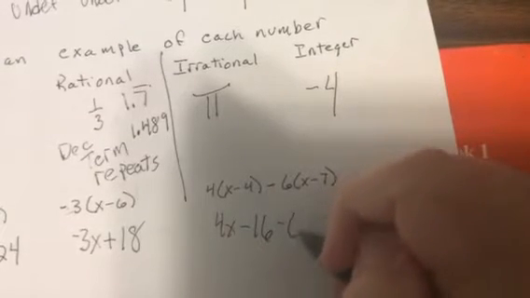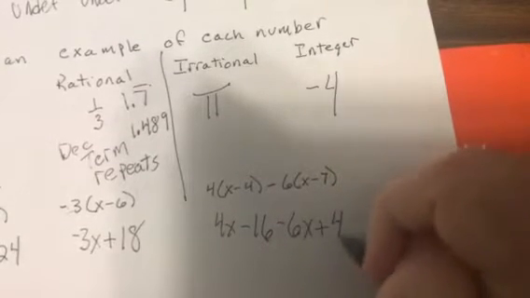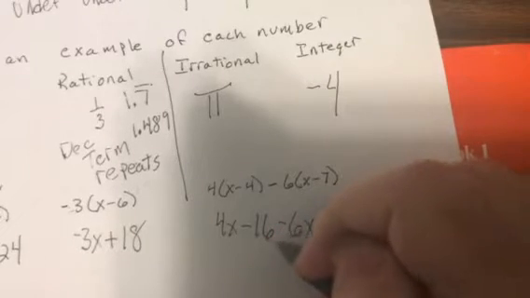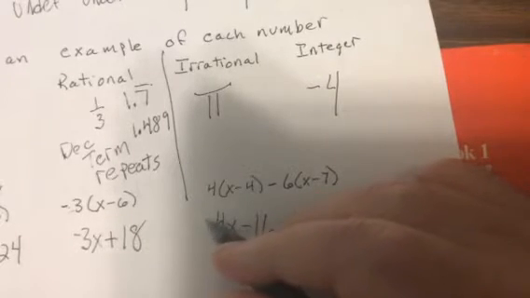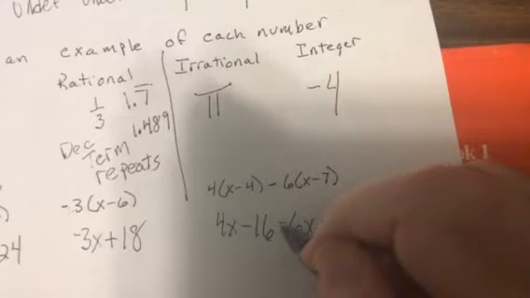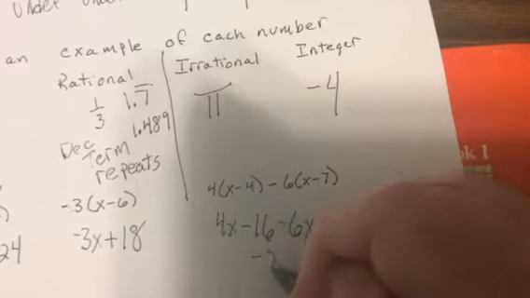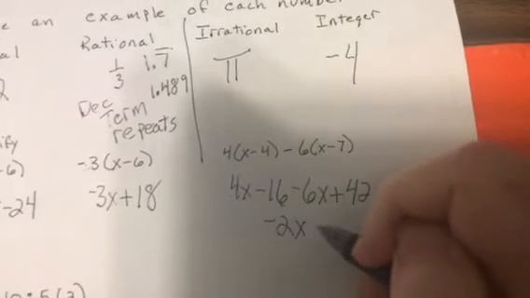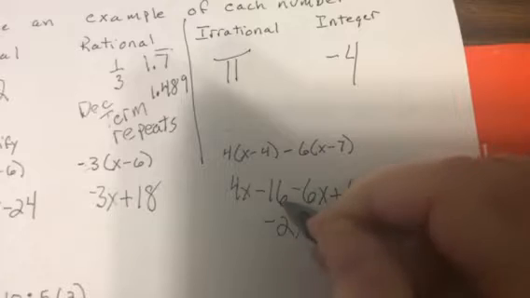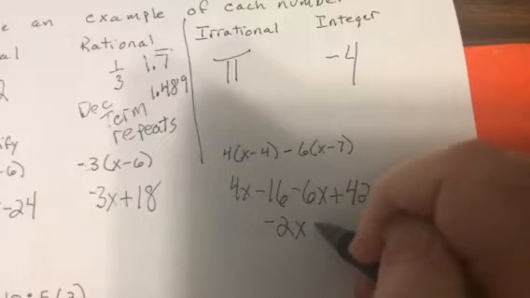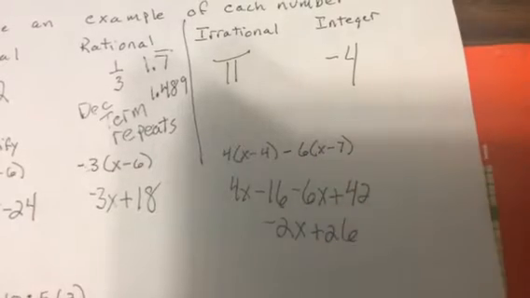Distribute the negative 6, and then that's plus 42. So 4x minus 6x, always use the sign in front. No sign assumes positive. That's a minus, so it's minus 2x. That would be a plus 26.